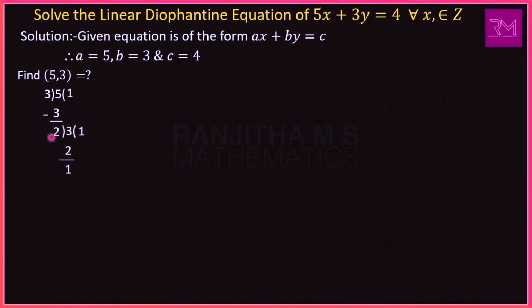Next step, we have to divide the divisor by 1. So you have to divide 2 by 1. We know that 1 into 2 is 2. Here 2 minus 2 is 0. Therefore we have to stop the division method here.